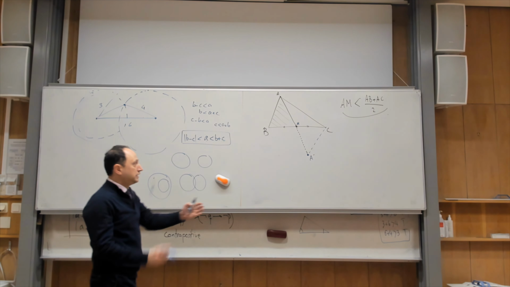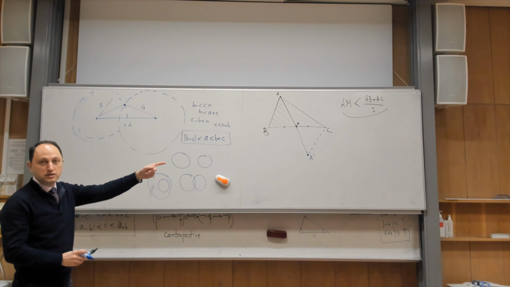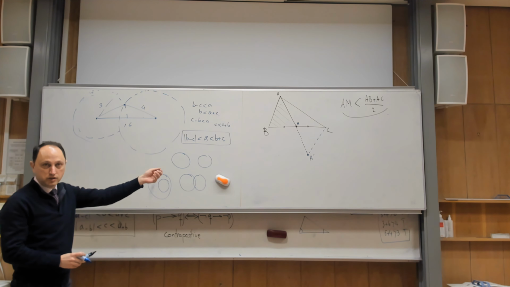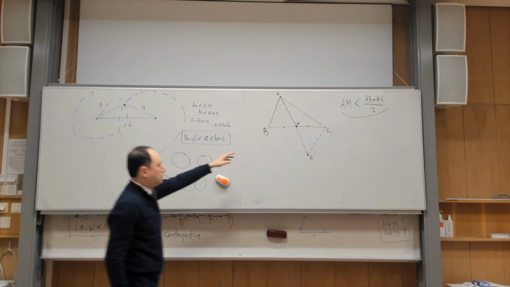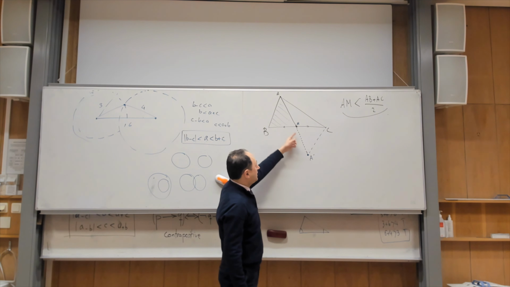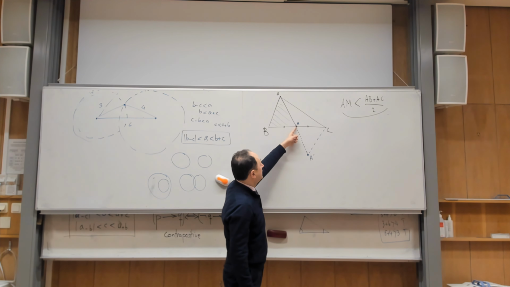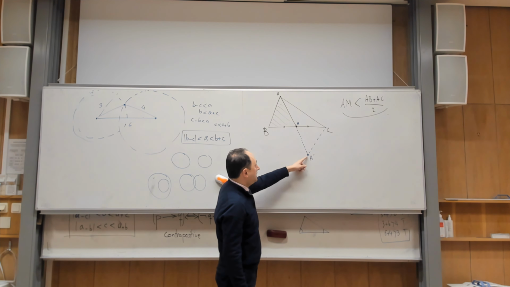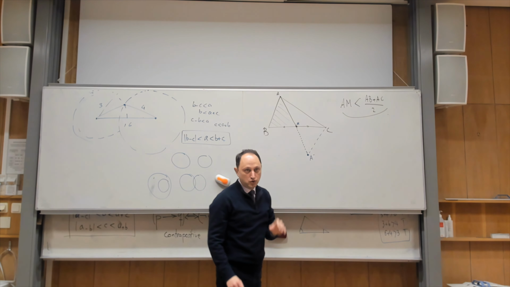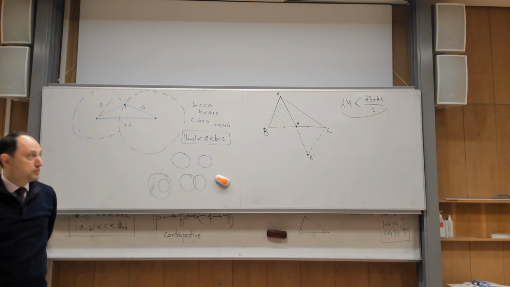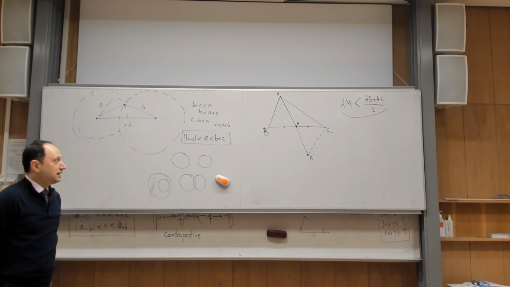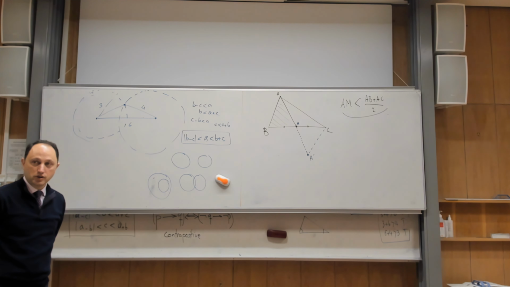And in the exam proof, you have to explain these things in words. So you should say that I extend the median AM from the M side in this direction, and then I continue it to get A prime, so that A prime M is equal to AM. And then I join A prime to C. So you have to explain this with a little bit of English or Swedish sentences, okay? And then see how this will help you to solve the problem.